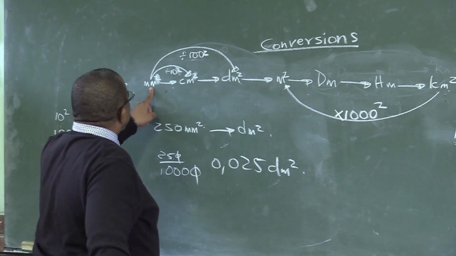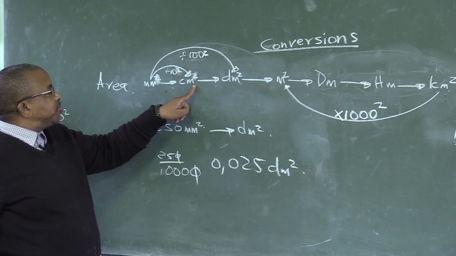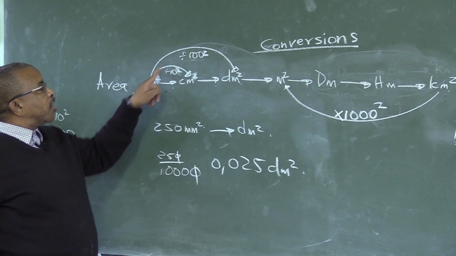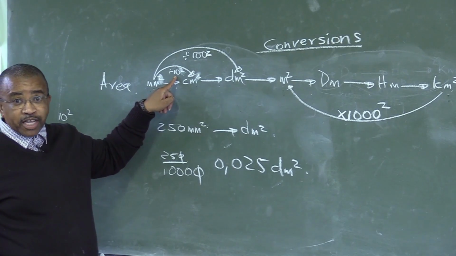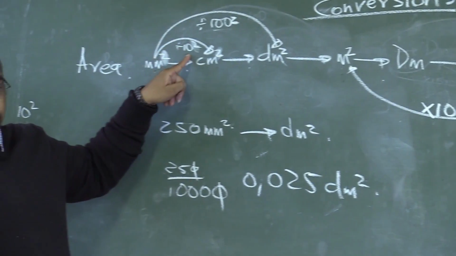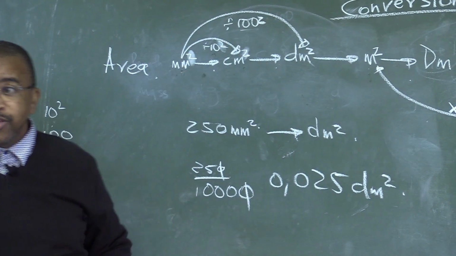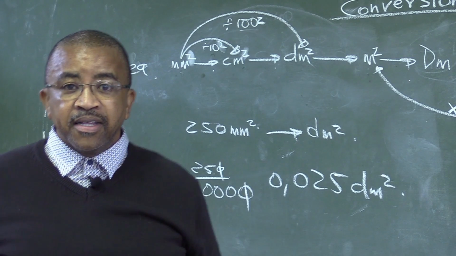Usquarishe umeter, millimeter squared to centimeter squared, wa isquarisha. So, ne conversion yakhona, njengoba udivide ngu 10, so manje uyisquarisha, that is 100, njalo njalo. So, ihamba ngaleyo ndlela. Ngiyabonga.